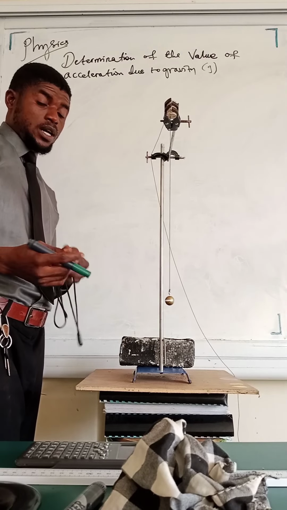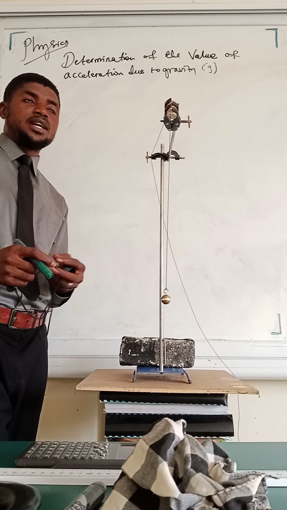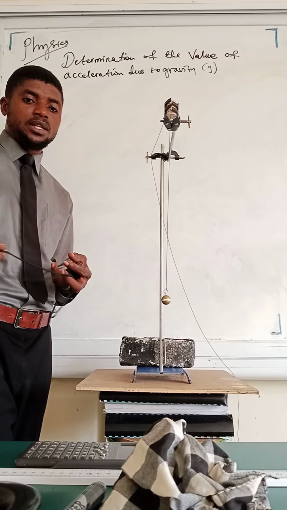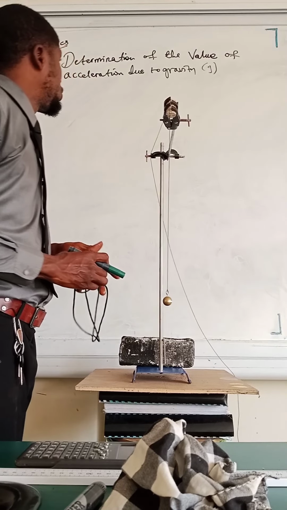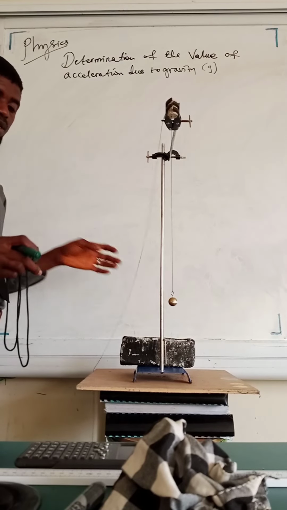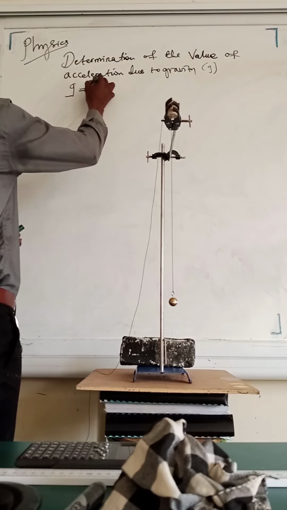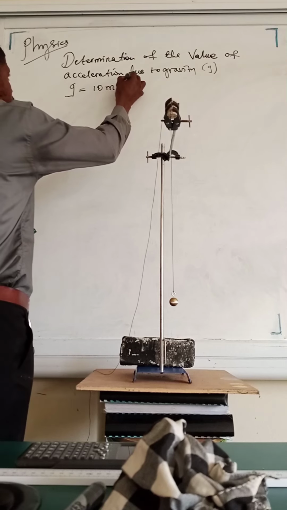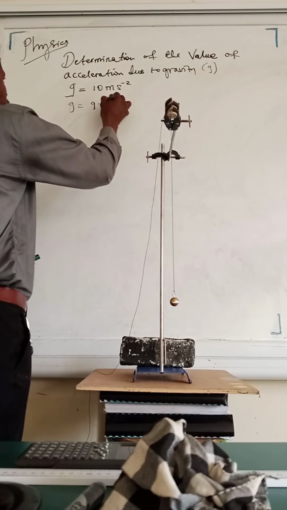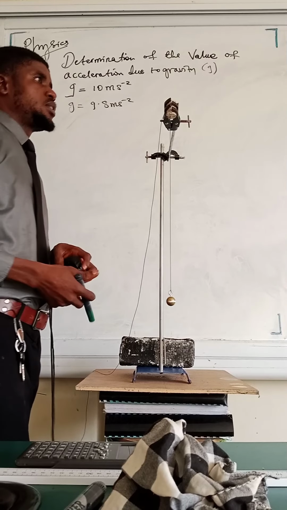There are so many simple experiments in physics that are very, very interesting. They are simple, but the results they give are very, very amazing. So in this video, I am going to teach you how to determine the value of acceleration due to gravity. The value is given as g equals 10 meters per second squared, or g equals 9.8 meters per second squared.